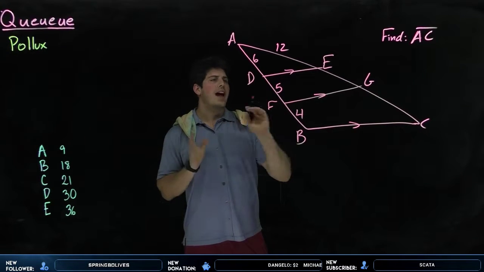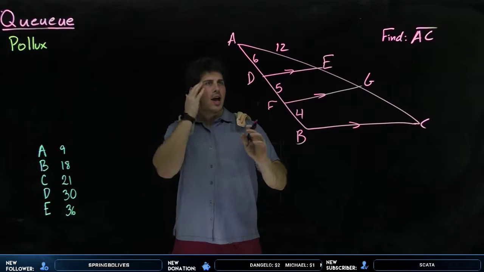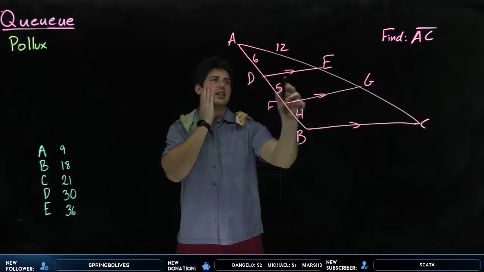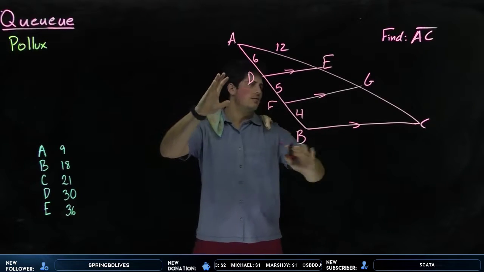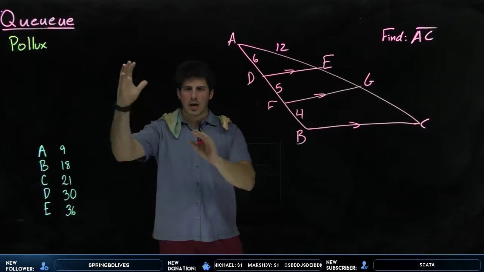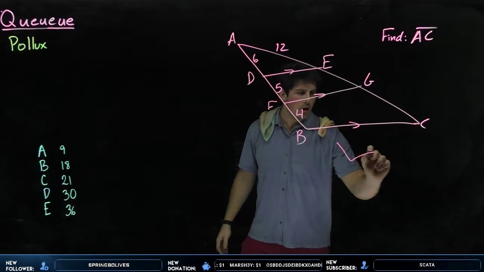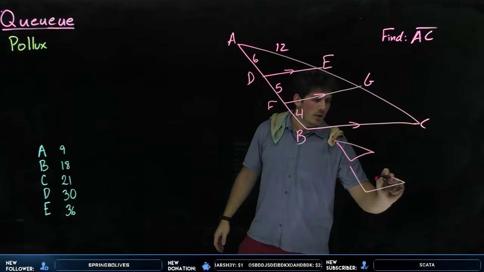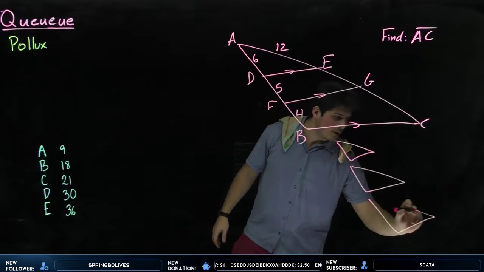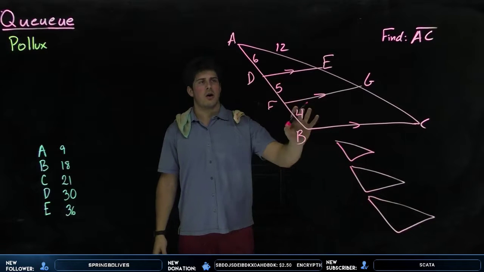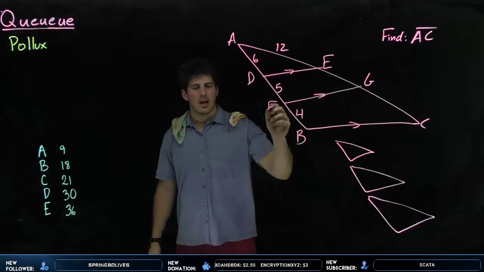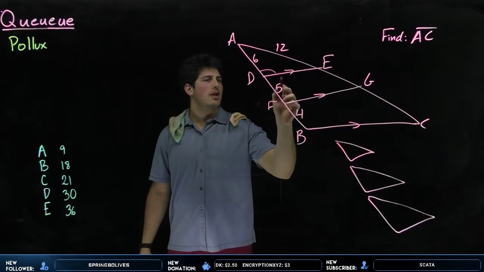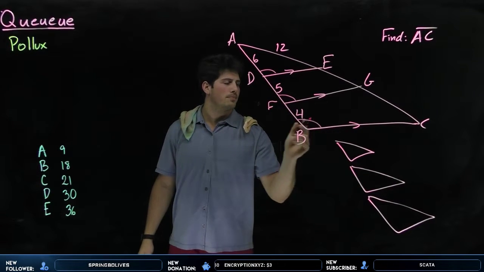So what I know is that I have a couple of different triangles, right? I have ADE, I can think of as its own triangle. AFG is its own triangle, and ABC is its own triangle. I could draw those all out over here, a small one, a little bit bigger, and then a little bit bigger. What I know, because these lines are parallel, is that all of these angles are similar.